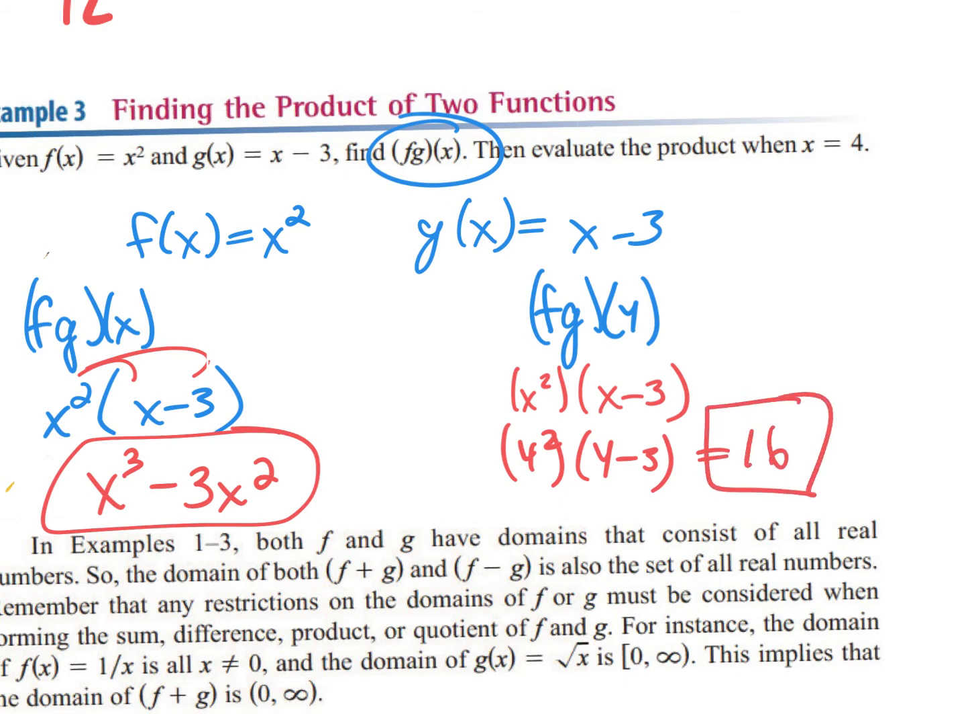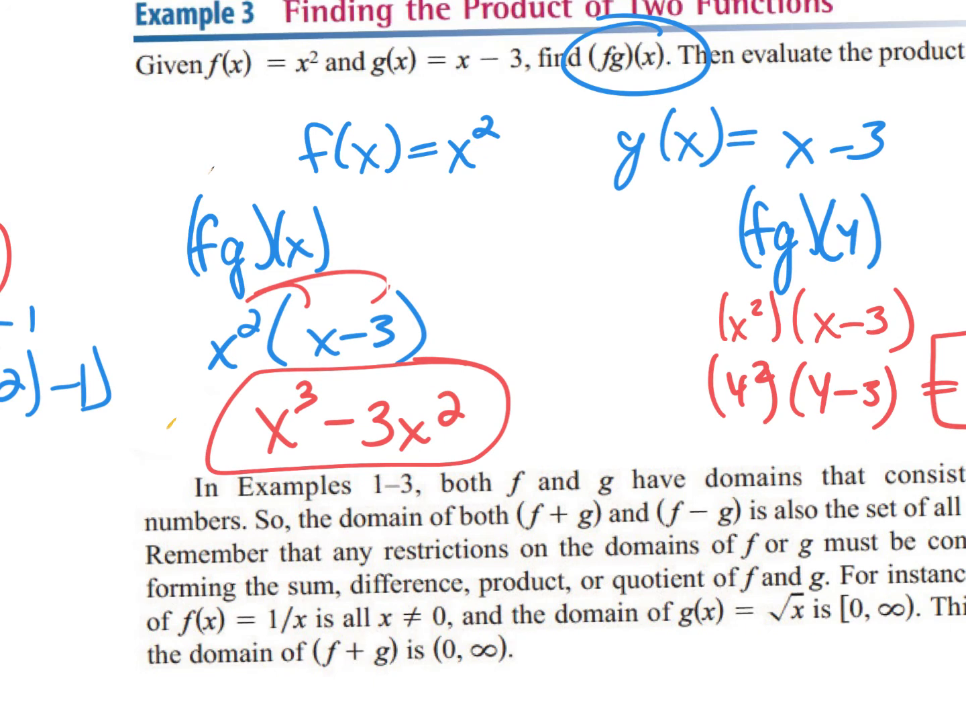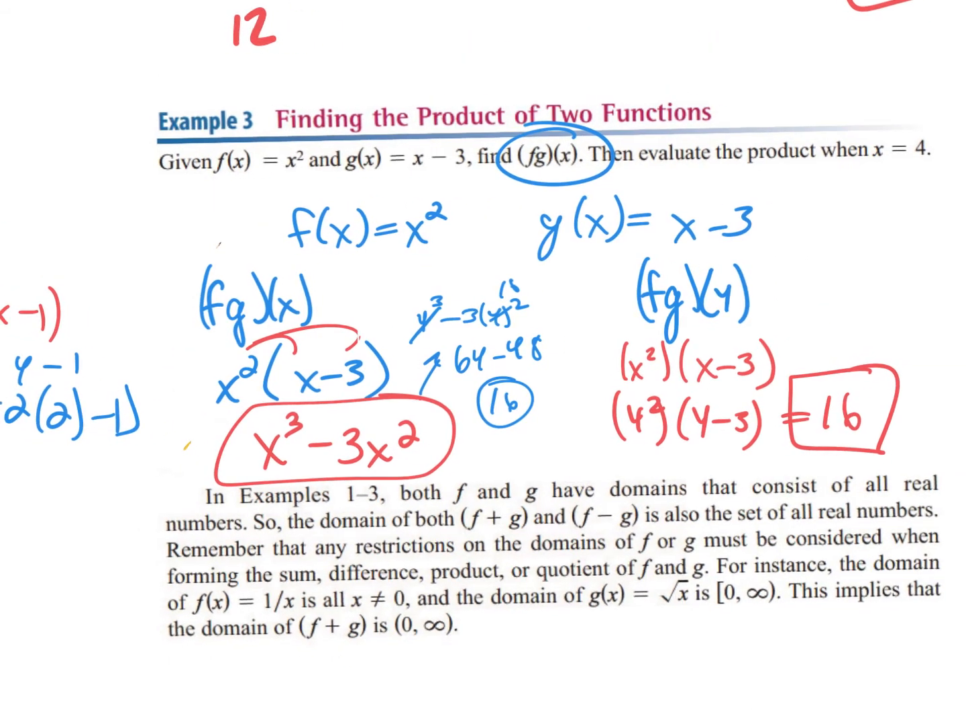Okay, so 16. If you just plugged it into your already combined function, I would say this would be 4 cubed minus 3 times 4 squared. What's 4 cubed? 64 minus 16 times 3 is 48. 64 minus 48 is 16. Same thing. So it just depends on what question they're asking. And I'll do some examples when I'm done with this next example to show you exactly what I mean.